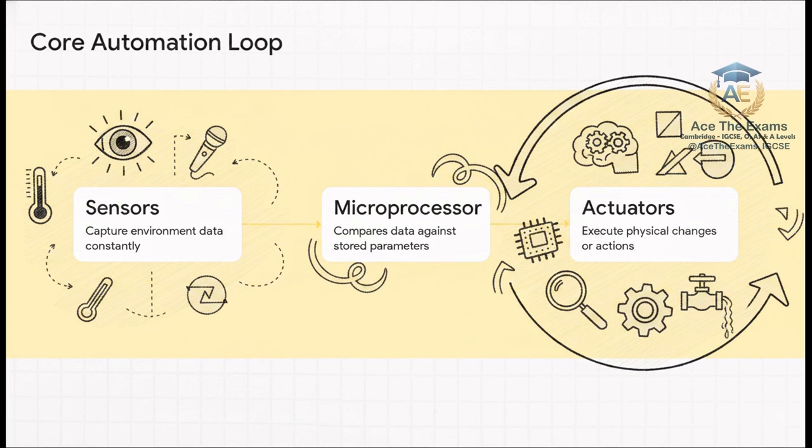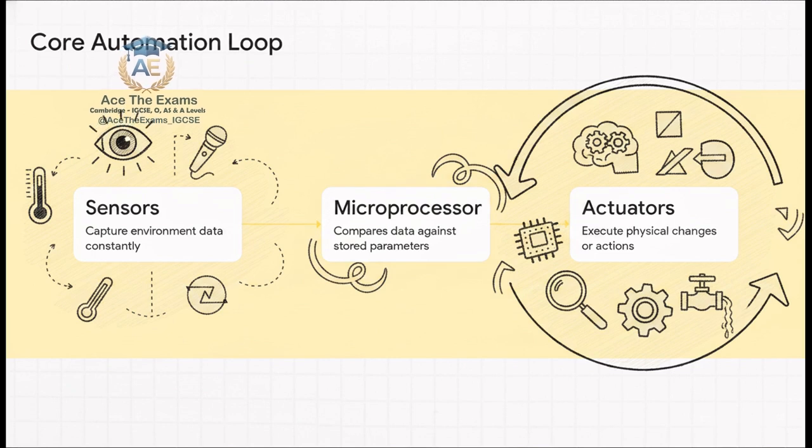It's essentially a dumb automatic cycle. Step 1, sensors capture data from the environment. Step 2, the microprocessor takes that incoming data and compares it against stored parameters. Step 3, if action is required based on that comparison, the microprocessor sends a signal to the actuators, which execute the physical changes, like opening a valve, sounding an alarm, or engaging a brake.